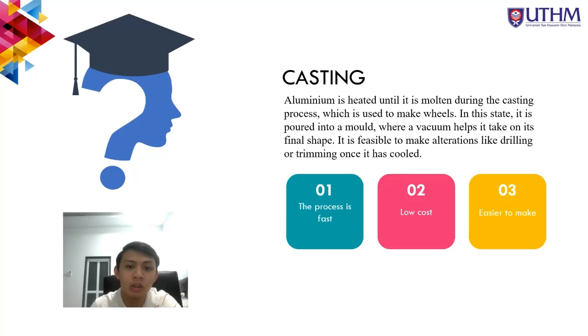So first of all, what is casting? Casting is where we melt the metal, in our case aluminium, until it is molten during the casting process. In this state, it is poured into a mold where a vacuum helps to take the final shape of the product. So why do we use the casting process compared to the forging process?